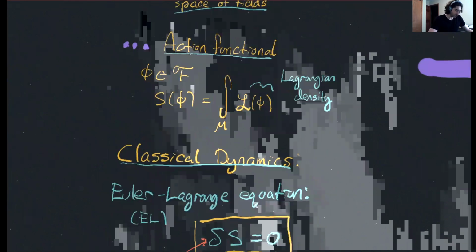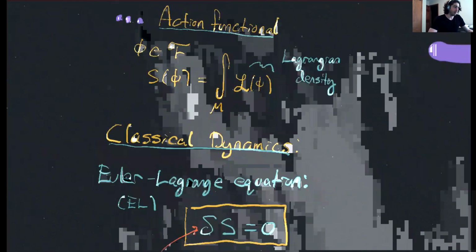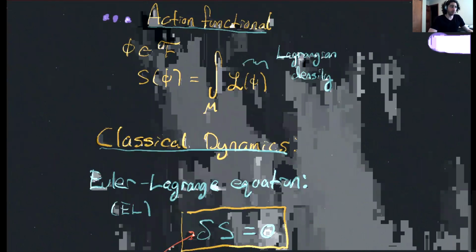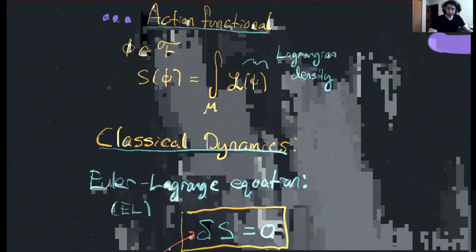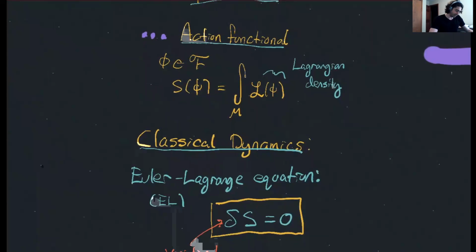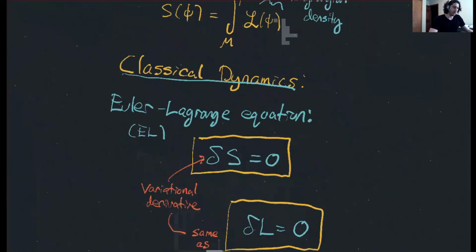If you want to understand the dynamics of the field, it's given by the Euler-Lagrange equation, which says the variational derivative of this action is 0. You can also express this as asking for the variation of the Lagrangian density to be 0. You can make sense of this using the variational bicomplex. So it's directly translating the variation of S being 0 in terms of the Lagrangian.